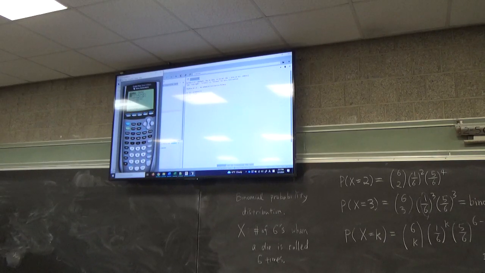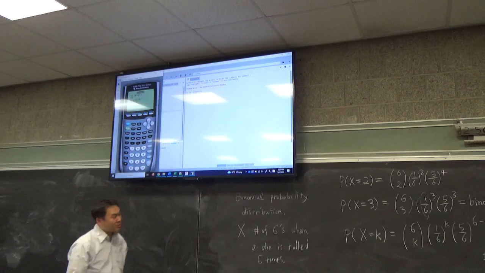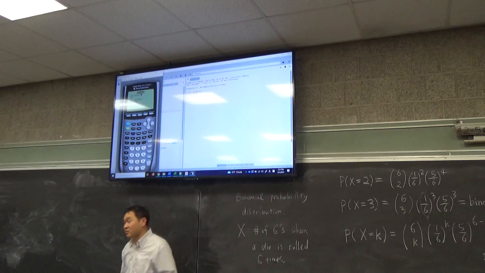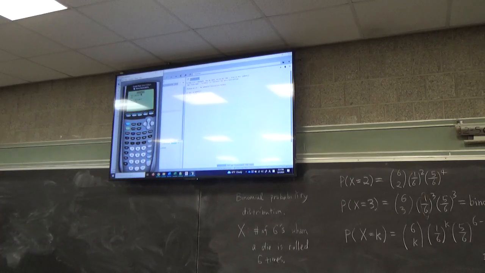Second vars pulls up all the available distributions inside your calculator. And if you go up, you can see the binom PDF. Now, if I want binom PDF, we decide to do the case when k is 3, when you roll the dice 6 times. So the number of trials, because we're rolling the dice 6 times, we put 6. Probability is 1 divided by 6.